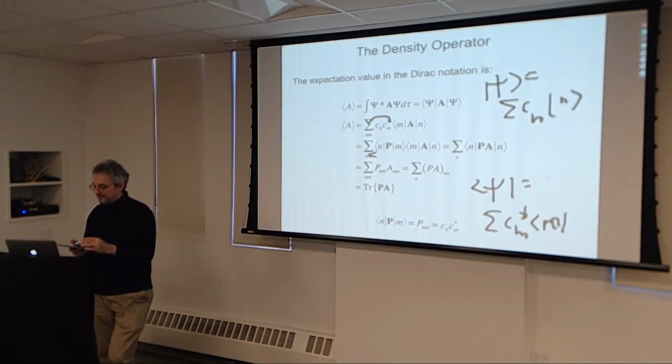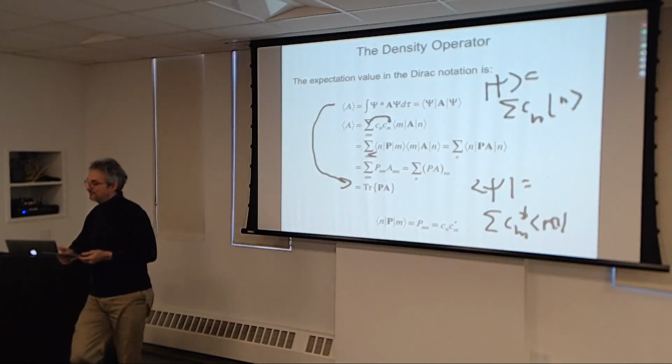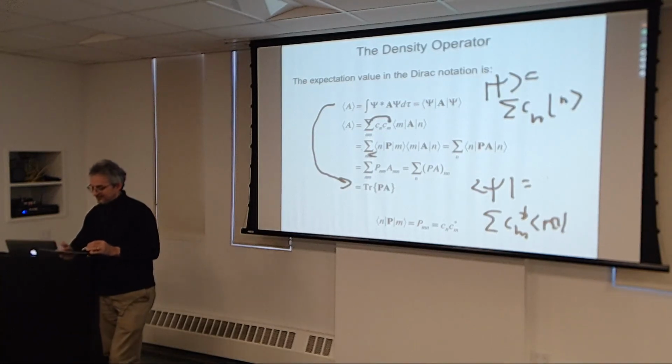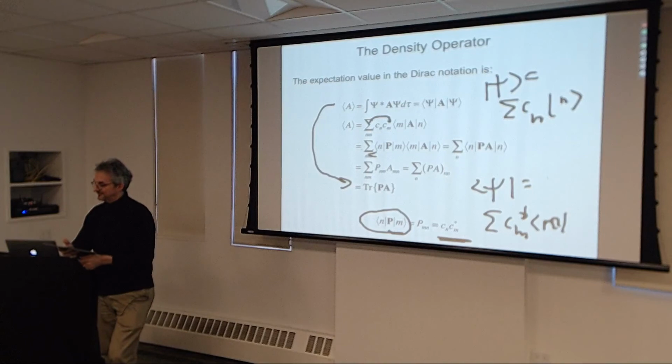So using the Dirac notation, we come to the conclusion that the expectation value is the trace of the product of this new operator, p, times the operator a. Where the operator p has the definition that its bra n p ket m generates c n c m star, the elements of a matrix that have these expansion coefficients in them.